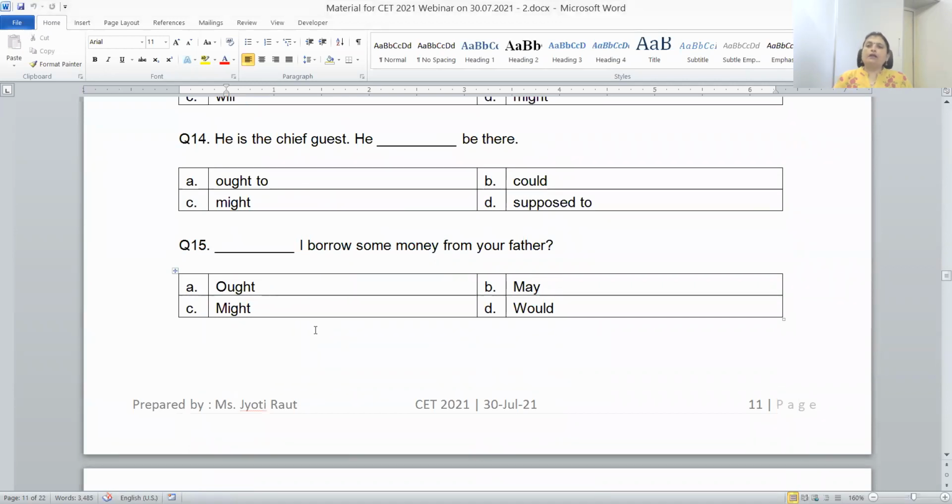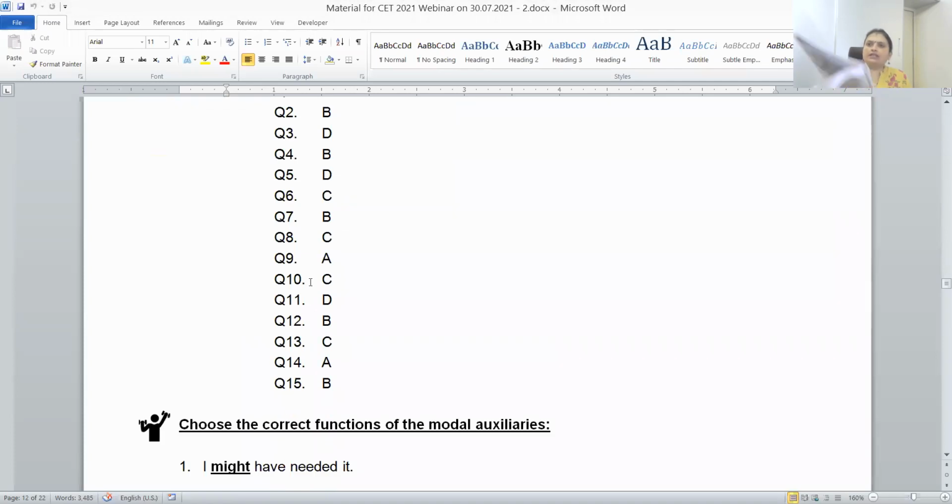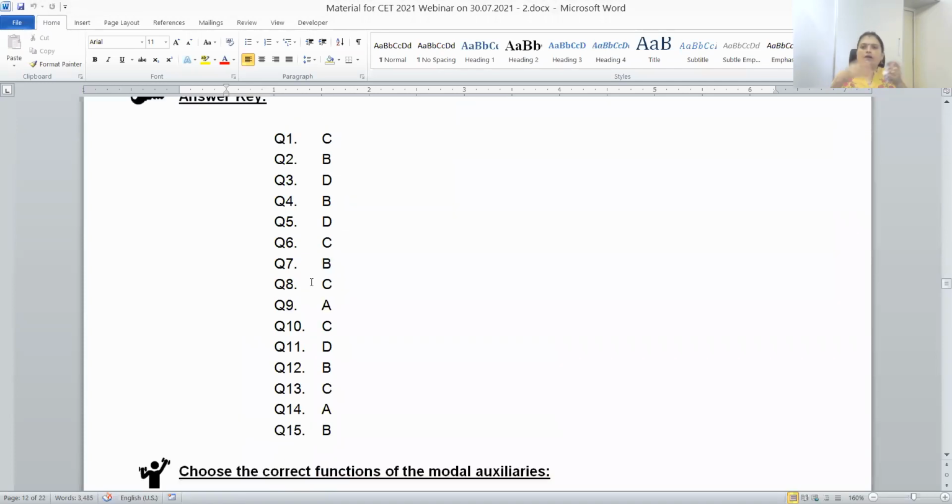Number 15. Dash I borrow some money from your father. Which is the right answer there, children? May, yes. May I borrow some money from your father? Okay, children? I think this was the last sentence in this particular exercise. So, children, the answer key has been provided. So, children, this is one particular format: fill in the blanks. You have to fill in the suitable modal auxiliary.